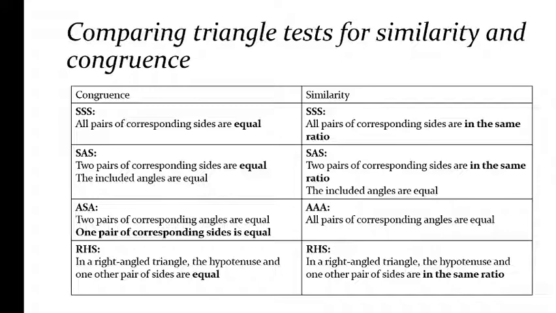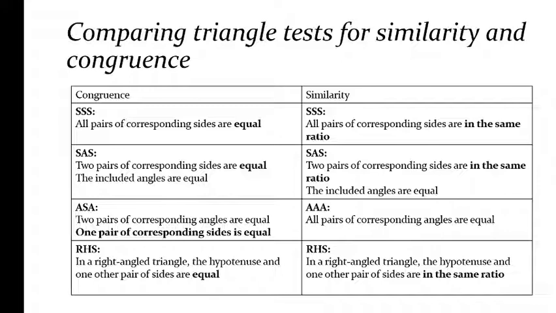Now in similarity, we don't need to test the side lengths because as long as I know that all the angles are equal, then I know that the shapes are the same, and it will be true that the sides will be in the same ratio. I know it's true, but I don't need to test for it. Now it says AAA, but in fact, as long as I know that 2 angles are equal, then I also know that the third angle will be equal.